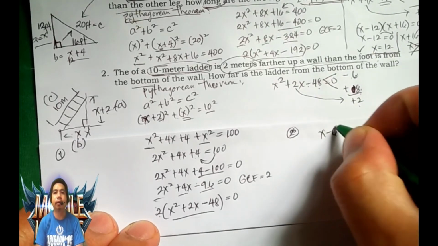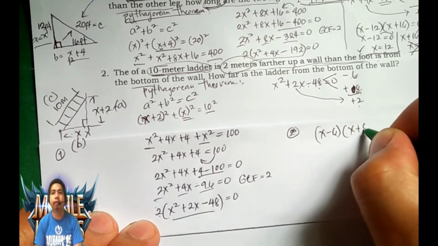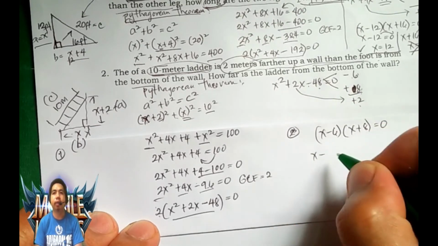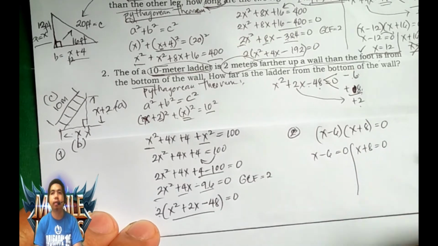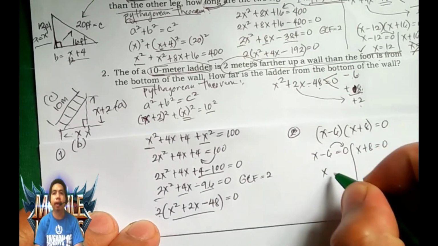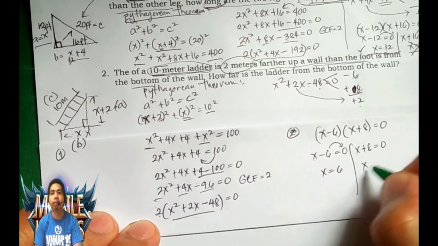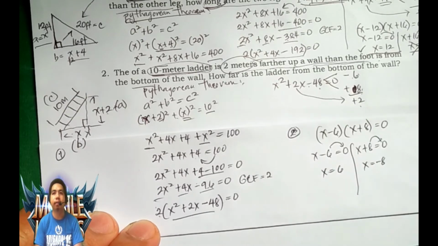Okay, so we now have the factor x minus 6 multiplied to x plus 8, that is equal to 0. Then equate both linear factors to 0, x minus 6 is equal to 0, and the other one, x plus 8, that is equal to 0. So transpose natin yung negative 6, that is positive 6. Transpose naman yung positive 8, that is negative 8.